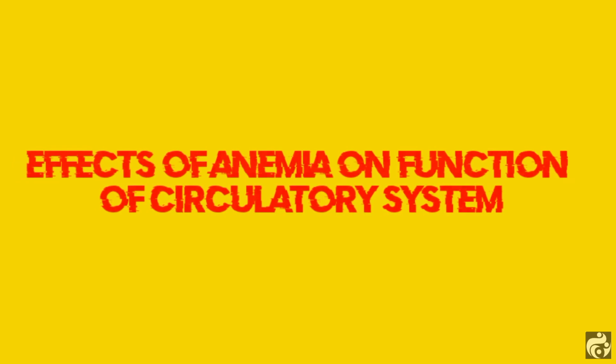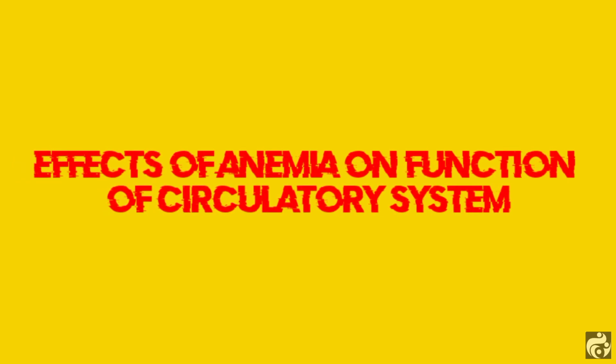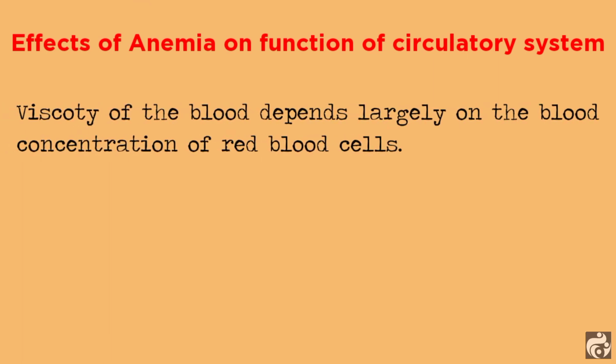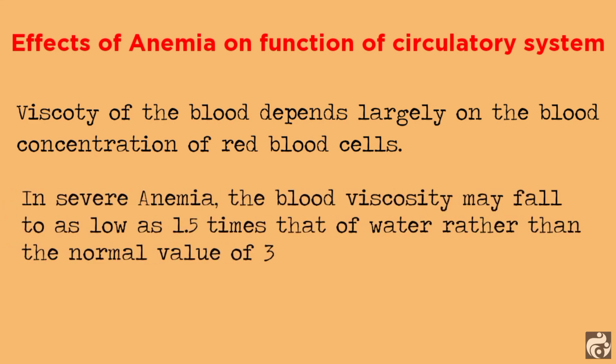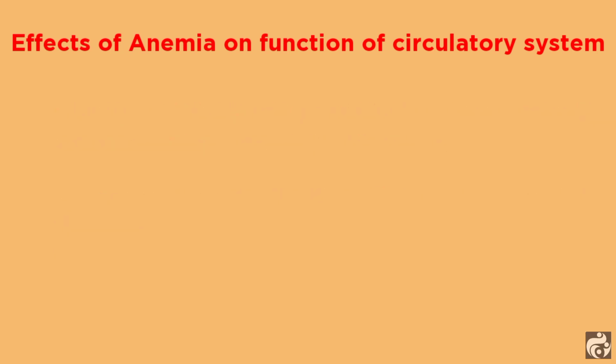Now let's talk about the effects of anemia on function of the circulatory system. The viscosity of the blood depends largely on the blood concentration of red blood cells. In severe anemia, the blood viscosity may fall to as low as 1.5 times that of water rather than the normal value of about 3.